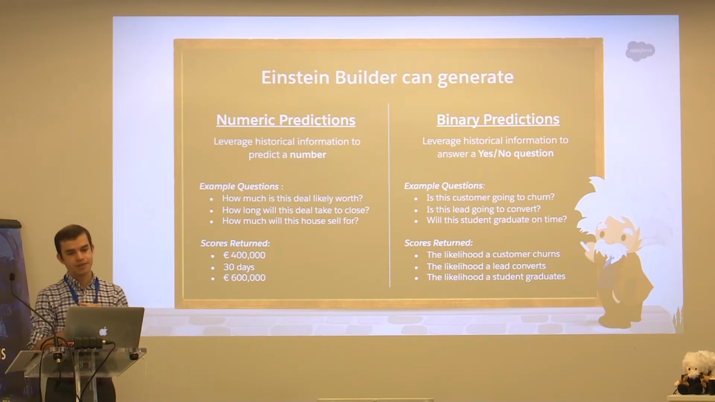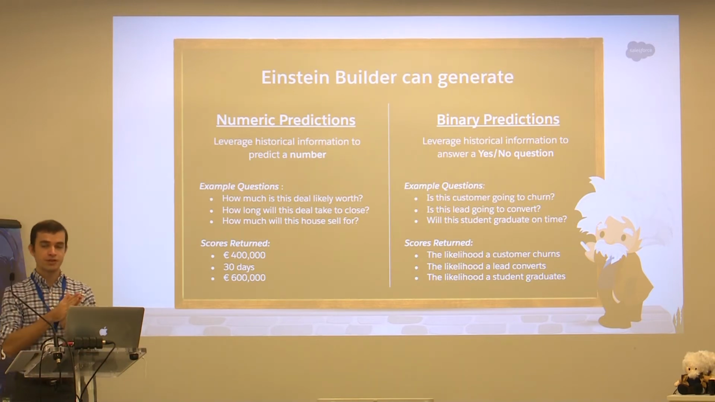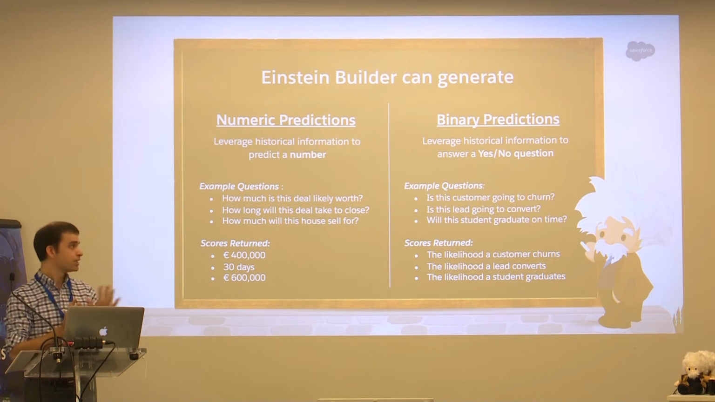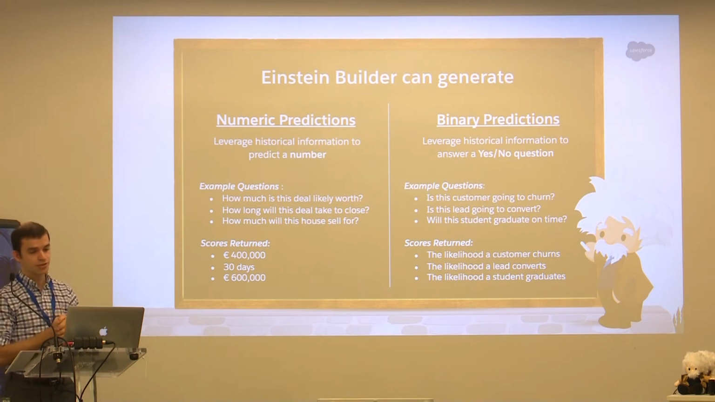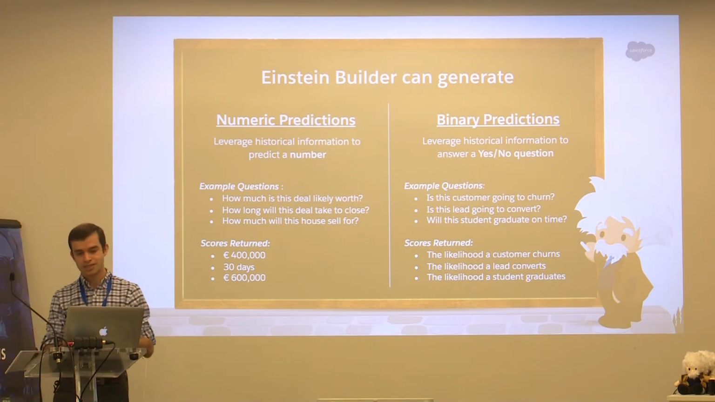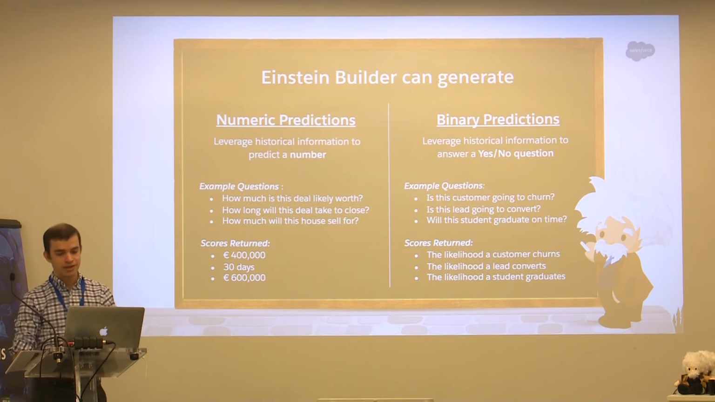And as I said, with Builder, you can generate either numeric predictions or binary predictions. Today, we're only going to cover binary predictions, so answers to yes or no questions. For example, is this customer going to churn? Is this lead going to convert? Is this student going to graduate on time? But just so you know, for the sake of completeness, you could also use this same tool to do numeric predictions, predicting a number. For example, how much this deal is likely worth, or how long this deal will take to close, let's say.